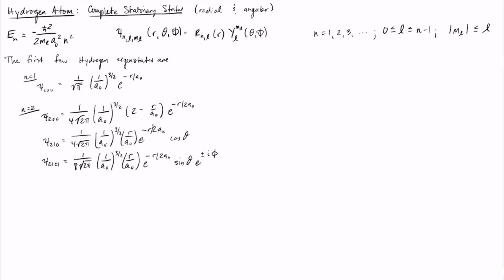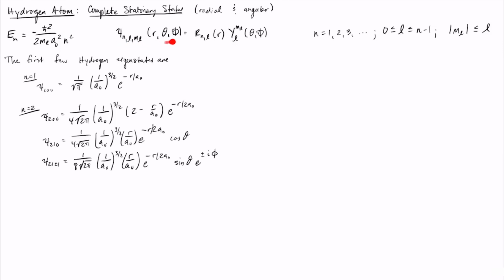In this section, we'll now start talking about the naming conventions and some of the properties of the complete stationary states of the hydrogen atom, that is, the radial and the angular parts together. We derived in previous videos that the energy of the hydrogen atom can be written as this E sub n, where n is what is called the principal quantum number, and it goes as minus 1 over n squared.